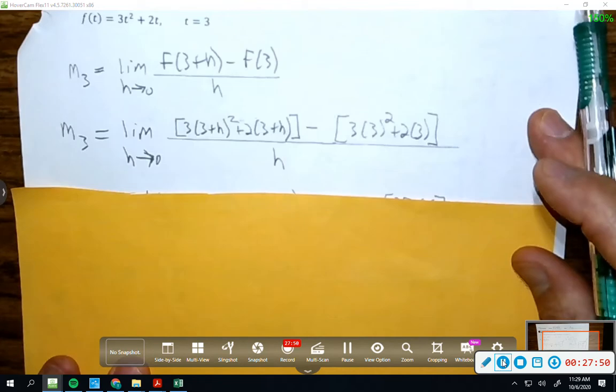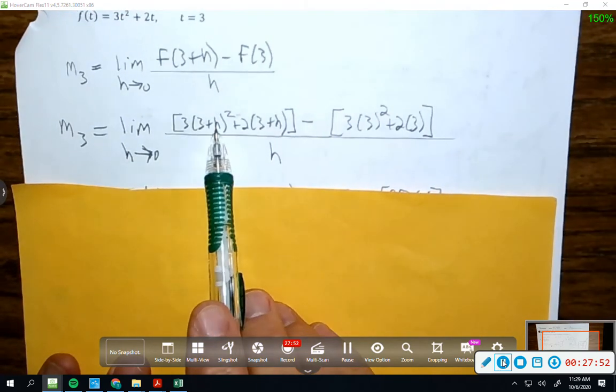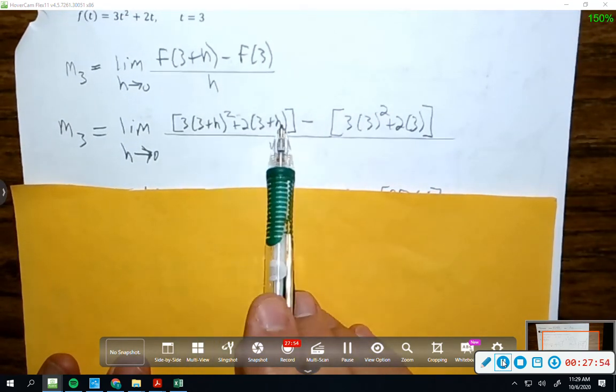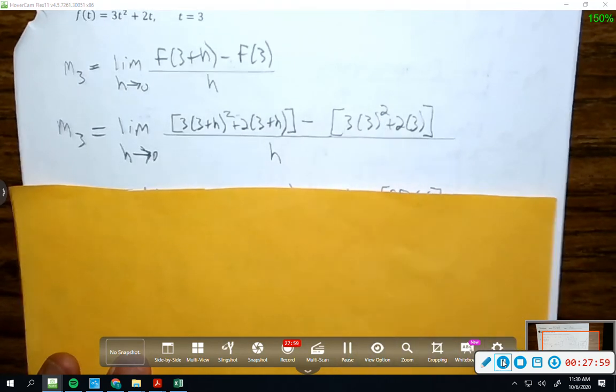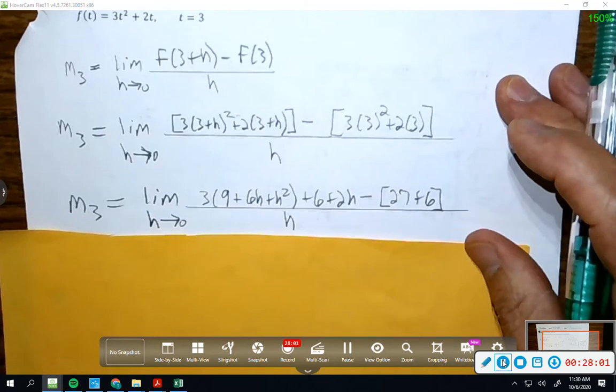Multiply everything out by FOILing and distributing. Distribute. Get these numbers together. Remember, this is 27 plus 6. Looks like it's going to be 33. Okay? So I show it in a couple steps.